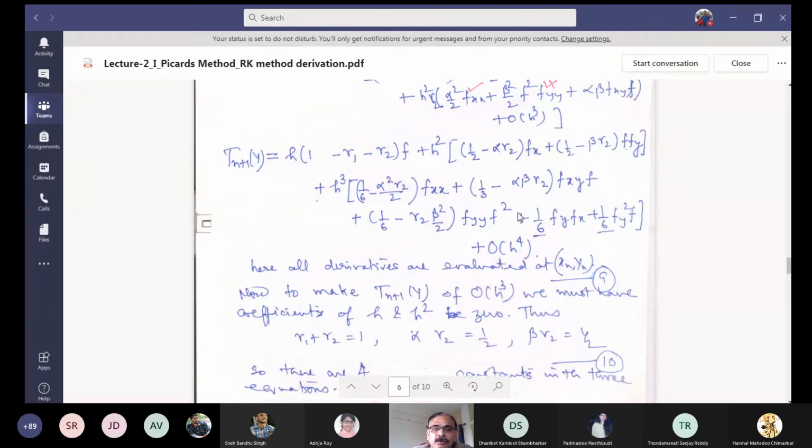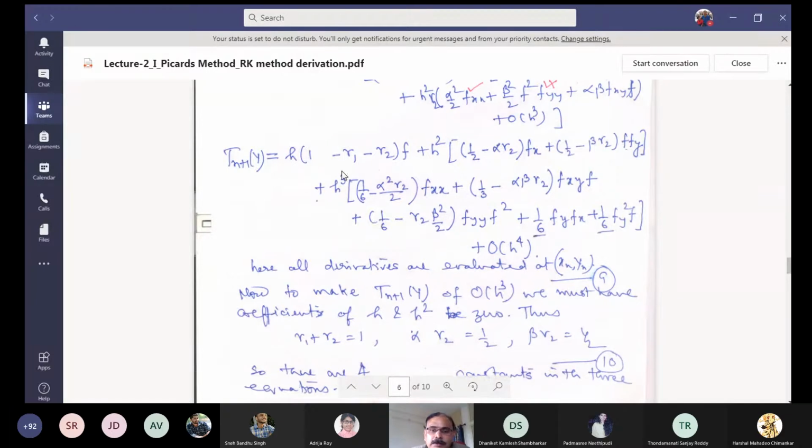So now let me start. At this position, in Tn plus 1, we have h into this quantity into f, h square into this quantity, and then h cube with its coefficient. We have taken 1 minus gamma 1, gamma 2 as 0, so the h coefficient is gone. 1 by 2 minus alpha gamma 2 we have taken to 0, and 1 by 2 minus beta gamma 2 we have taken to 0, right? So the h and h squared terms have gone. Remaining was only the h cube term, the error term.